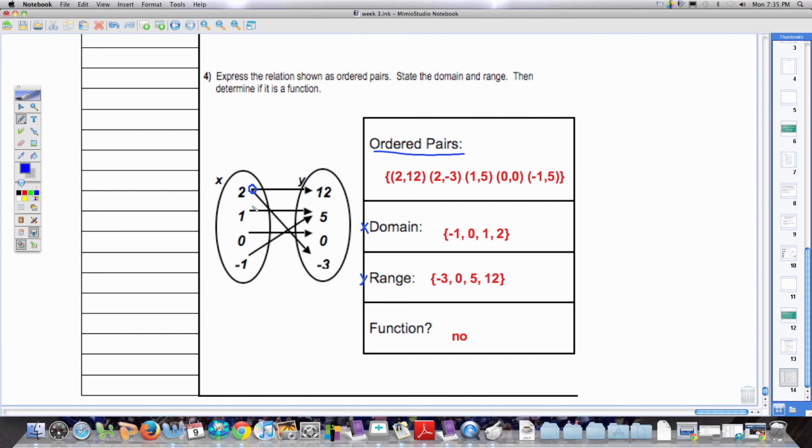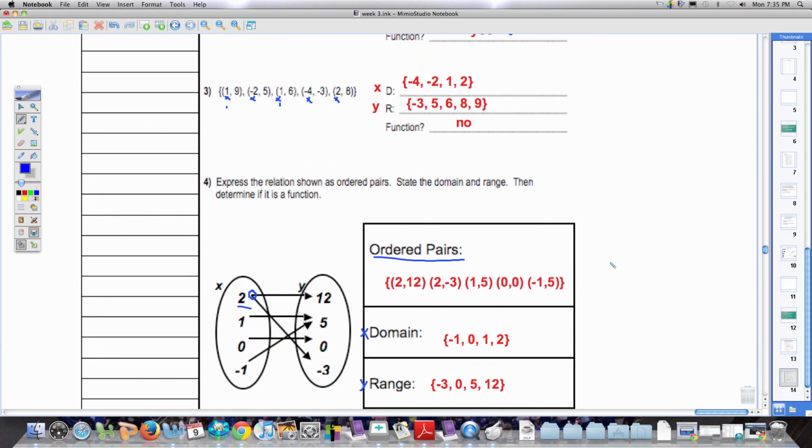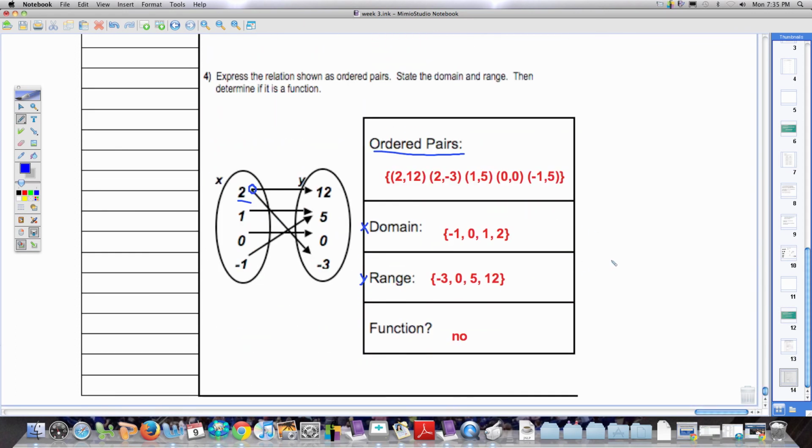Now, is that a function? Well, I can tell right now that two of these come over here. There are two lines from this 2. That means there's the point (2, 12) and (2, -3). That x is repeating, so this is not a function.